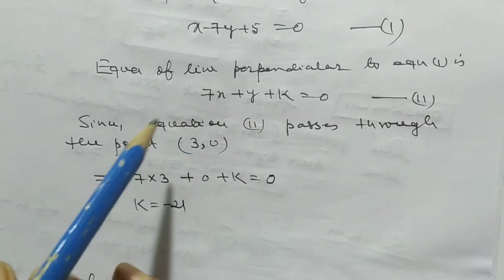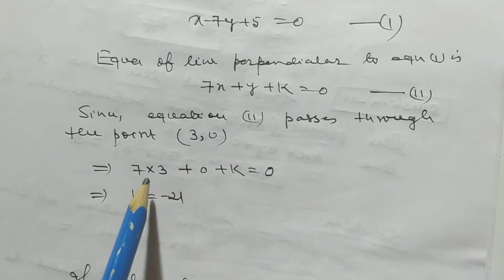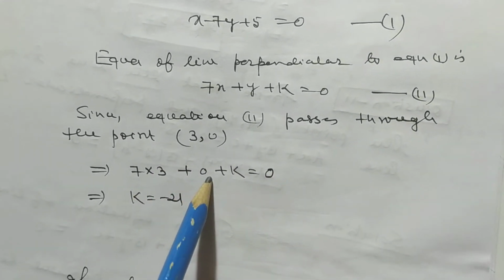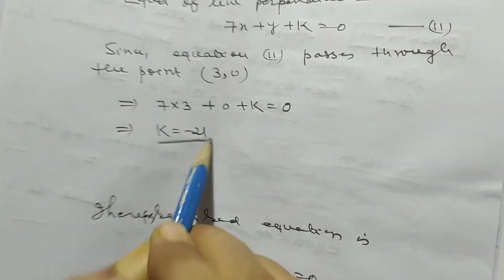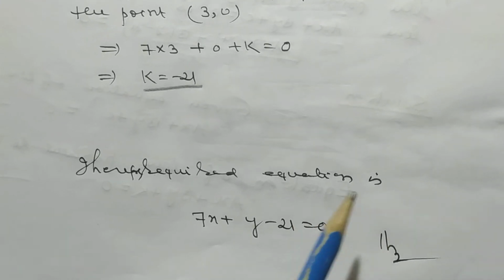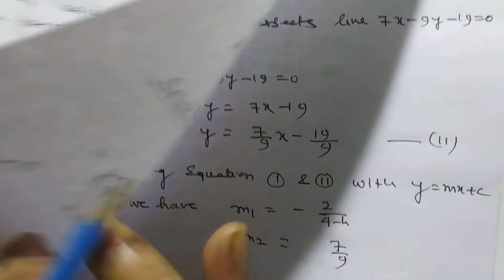That is second equation. Since equation second passes through the point 3, 0, it will be 7 times 3 plus 0 plus k is equal to 0. K is equal to minus 21. So the required equation is 7x plus y minus 21 is equal to 0.